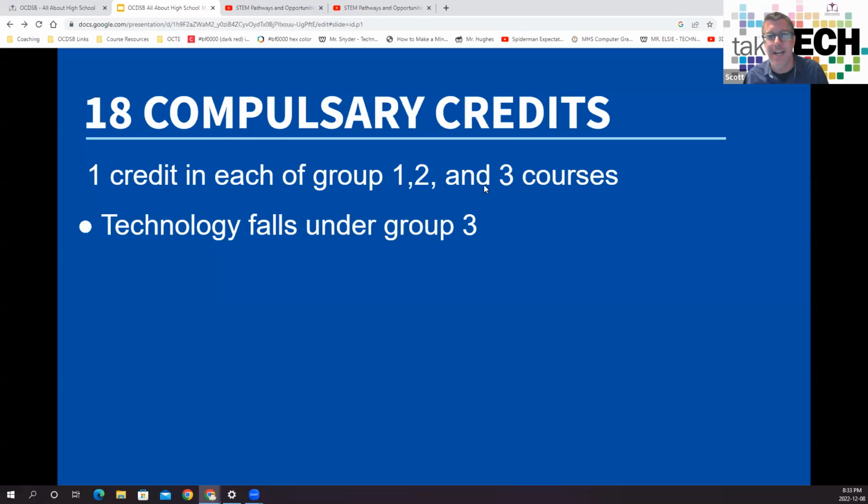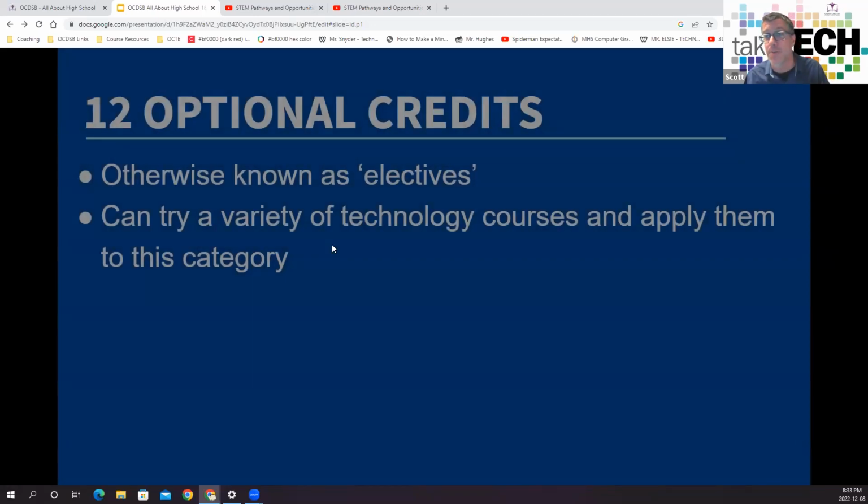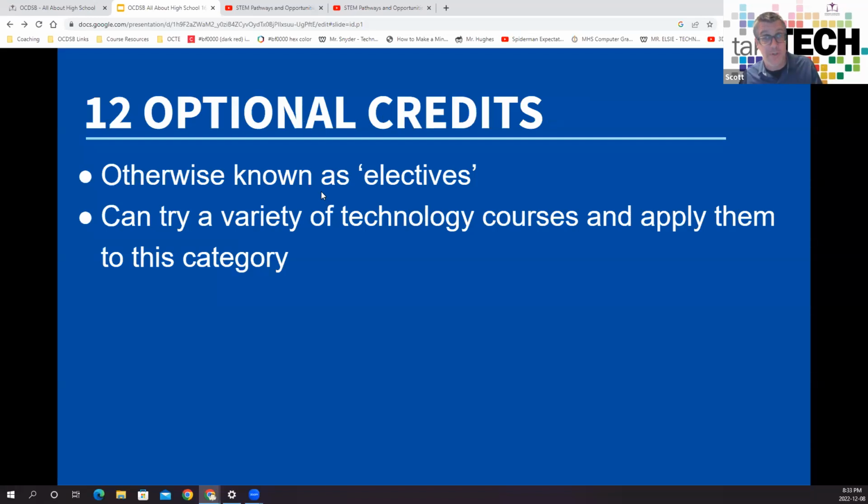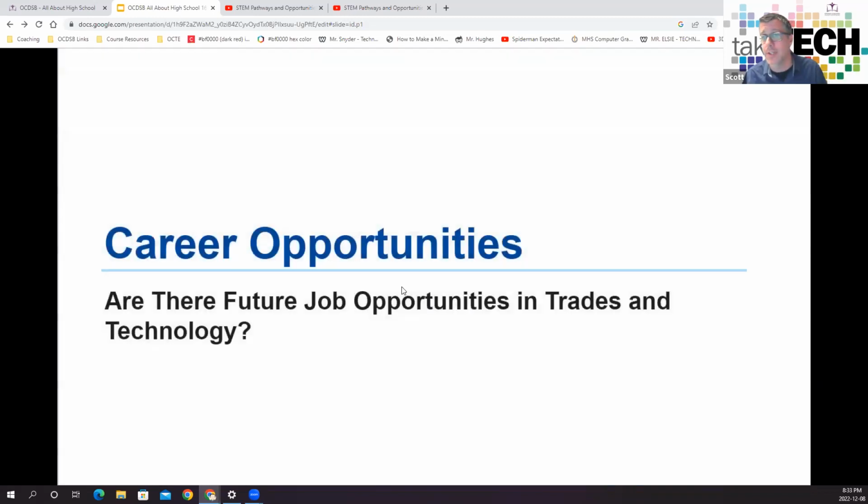If you take trades and technology, it falls into group 3. It satisfies that compulsory. You have 12 optional credits, which means if you continue in trades and technology, so if you take the grade 10, grade 11, and grade 12 level in a subject area, you can get that compulsory group 3, as well as 2 of your electives checked off by just continuing in trades and technology. So you can sample a bunch of different courses and have it go towards your electives.